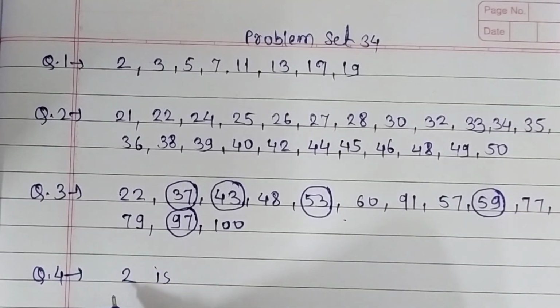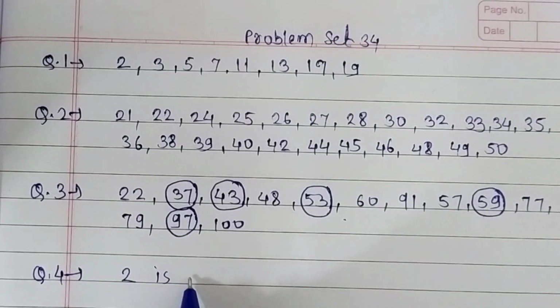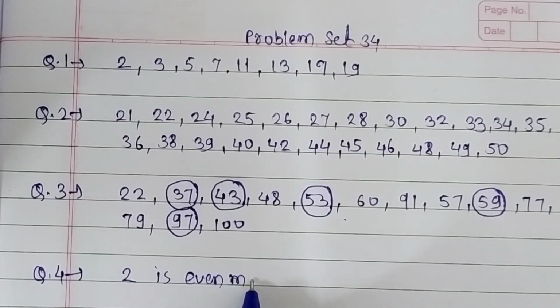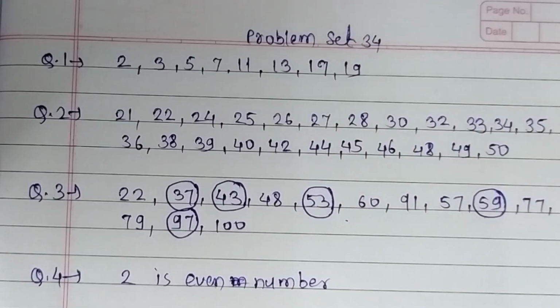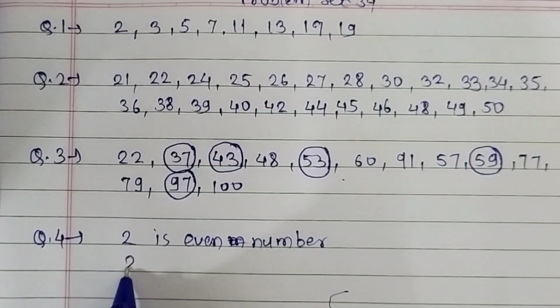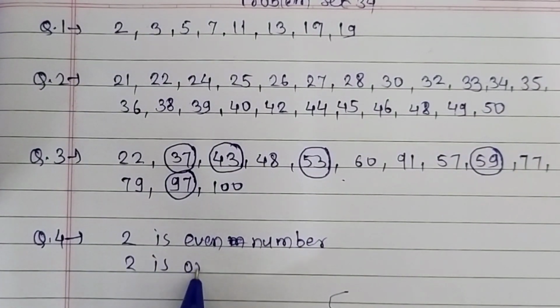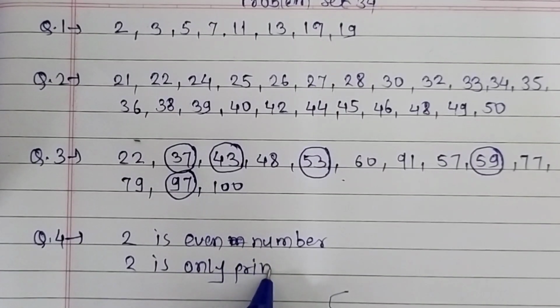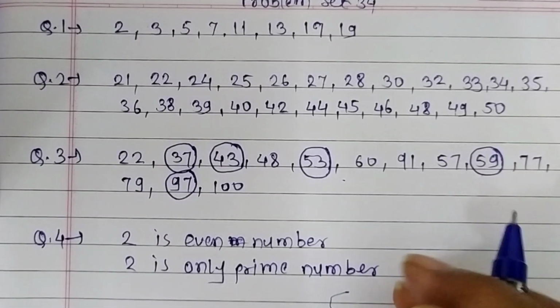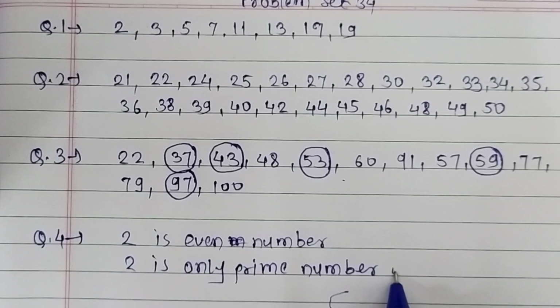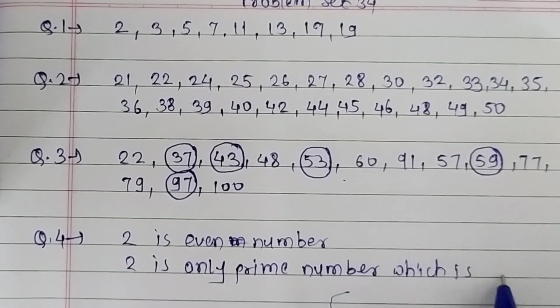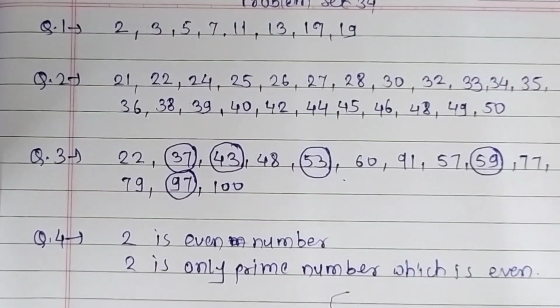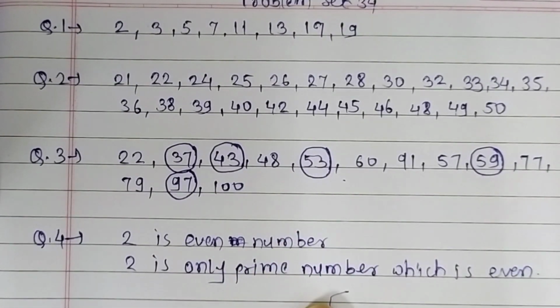So let's write here, 2 is an even number, or you can write, 2 is the only prime number which is even. This is the solution of our problem set 34.